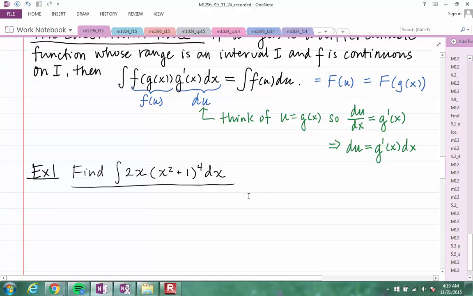So let's start identifying the parts. First of all, you should identify the composite function. Sometimes the composite function is not obvious, but in this case it is. What we have here is x squared plus 1, that function to the fourth power. So it's a composite function where your u would be equal to x squared plus 1. So this would be the u to the fourth part, or up here this would be our f of u.